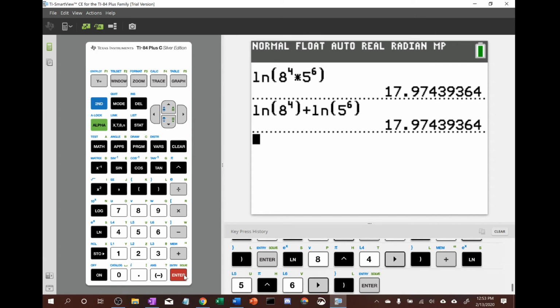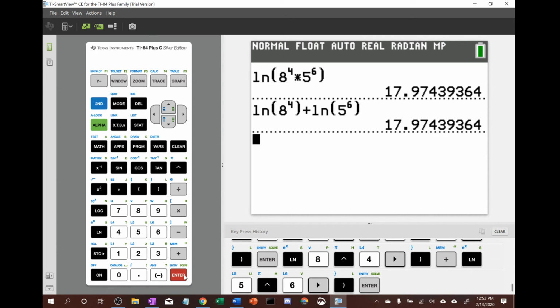So that's the product rule. If two things are multiplied together, you can split them up and do ln of each term. But you have to add.